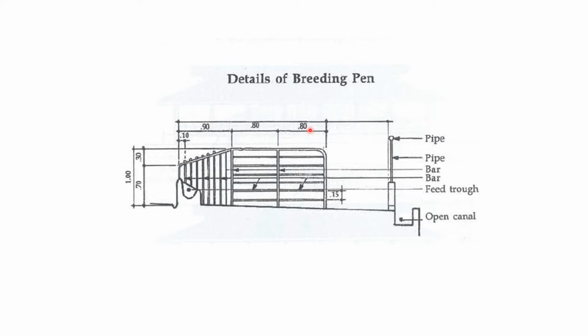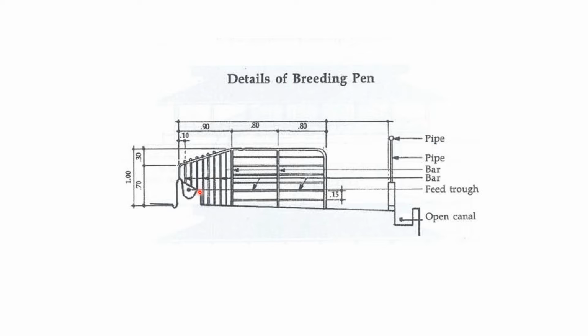So, ganun yung measurement ng breeding pen na tinatawag. Then, dito sa part na to, nandito na yung kulungan niya, yung gate niya. And then, nandito yung open canal kung saan, kung tatae man yung baboy, pupunta dito.